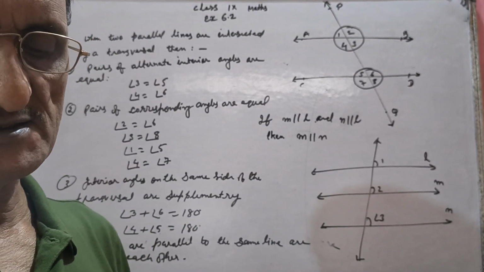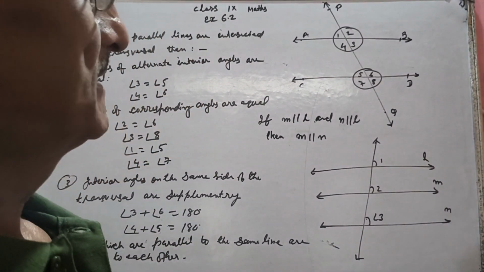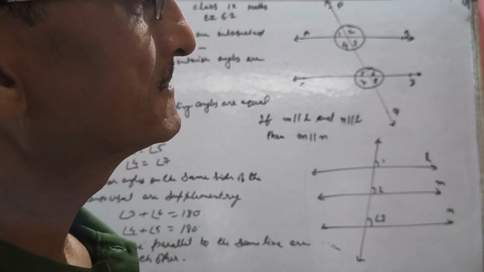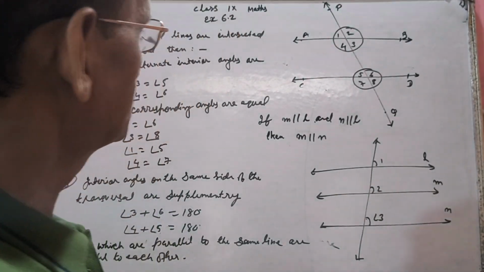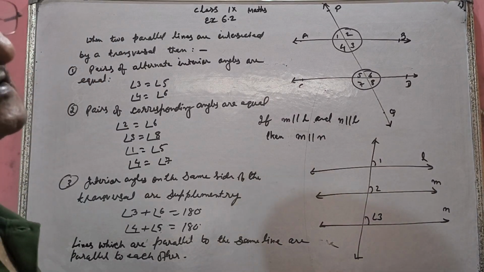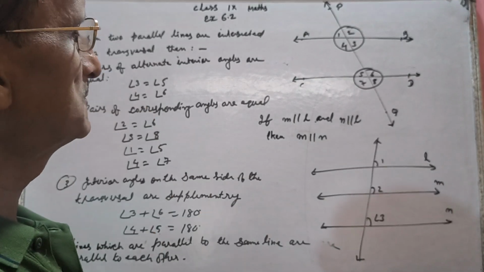So this is exercise 6.2. Basically it deals with parallel lines, and you have the idea from class 8, class 7 also. There are basic things I want to discuss with you, which you should identify, you should know the basic concepts.